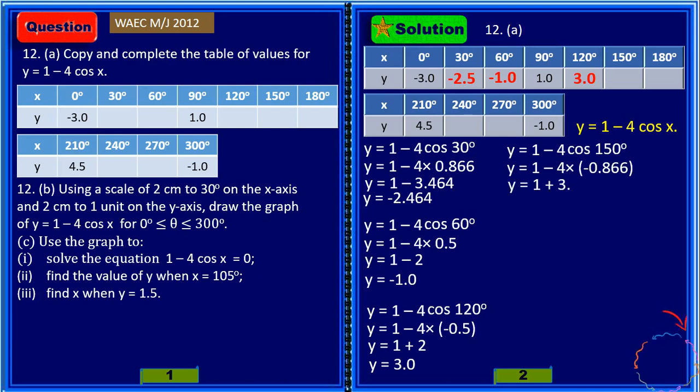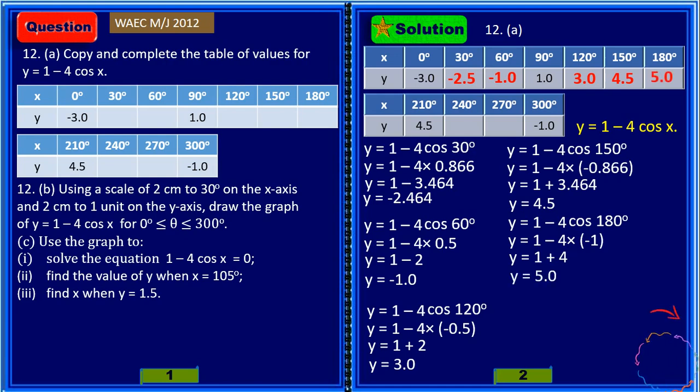Multiply that by 4. We are going to get 1 plus 3.464. That is 4.5 to one decimal place. So now we are going to do the same thing for when x is 180 degrees. So we replace cos x with cos 180. Use the calculator, we evaluate that cos 180 is equal to minus 1. Multiply that by minus 4, you have plus 4. So y is equal to 5.0 to one decimal place.